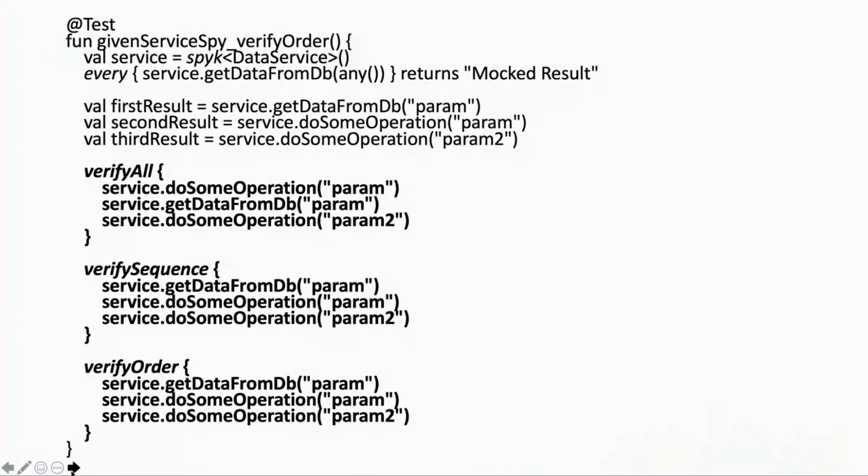So here you can see I've created a spy of DataService. I make the method calls and then I verify all the method calls. Here you can see that I'm not verifying in the same order in which they were called, because verifyAll just verifies all the calls without seeing the order. And in verifyOrder, I have verified the calls in the same order in which they were invoked.